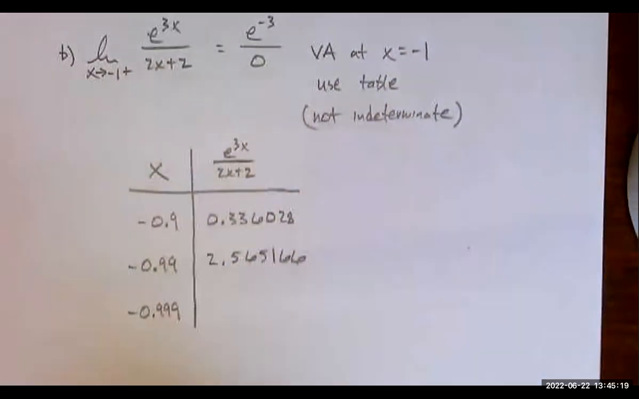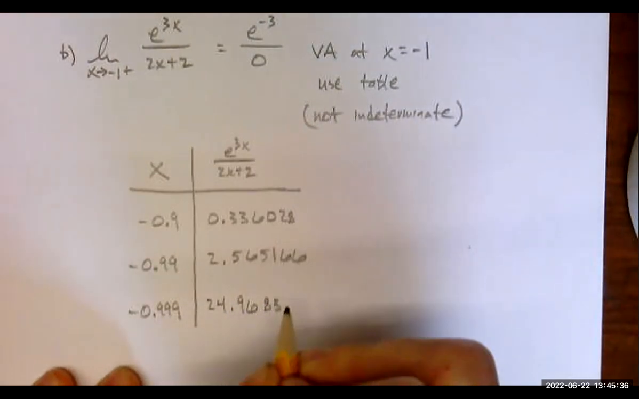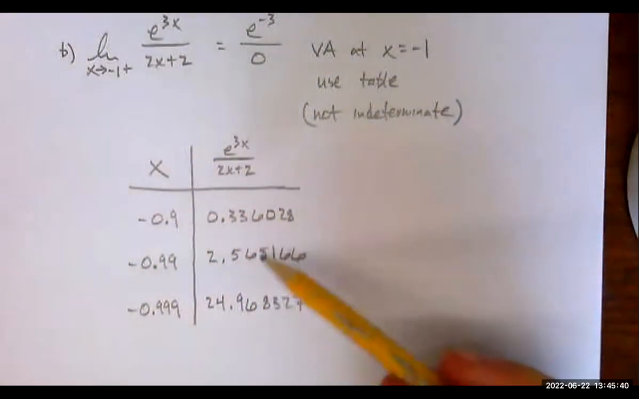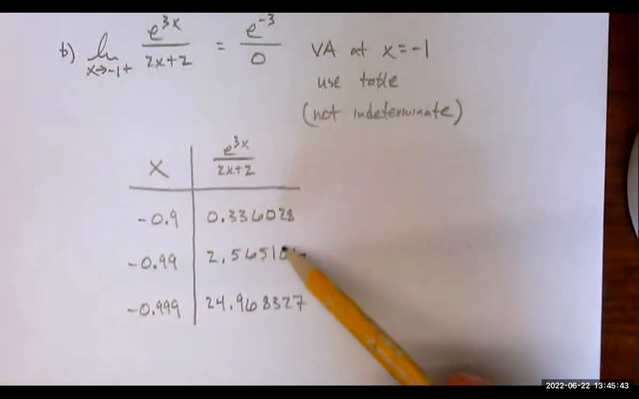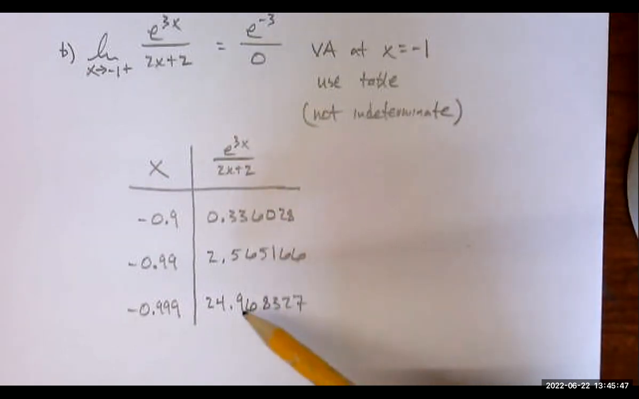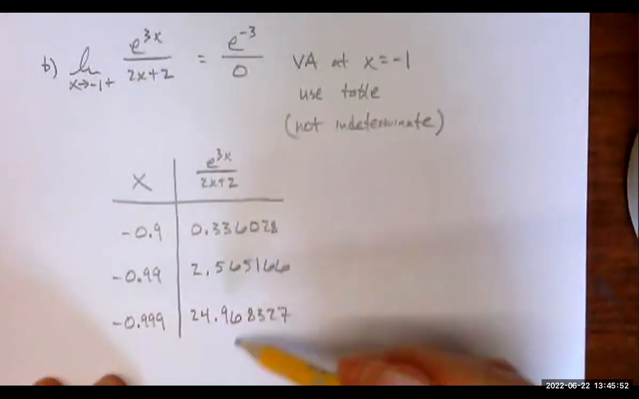2.565166 when I round to 6 places. And finally, e to the 3 times -0.999 divided by 2 times -0.999 plus 2, 24.968327. Well, it's not going all that fast, but it's starting to pick up speed, right? From 0.33 to 2.56 to 24.96. Looks like it's getting larger and larger.